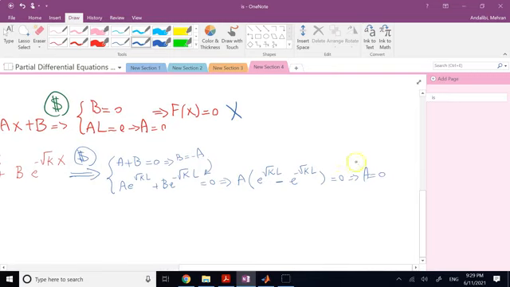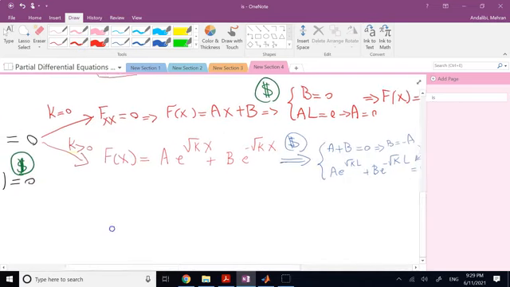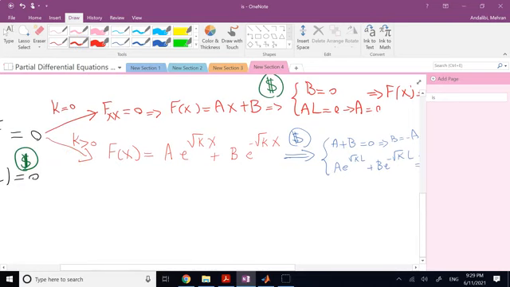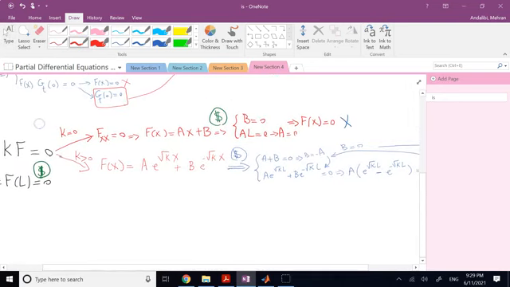And when A is 0, it means what? It means B is 0. And when A and B are 0, it means what? It means again F is 0. And that's not what you want. So this is also a dead end. So K cannot be positive. It cannot also be 0. So the only solution for K, hopefully, is K is negative. We don't know. We have to check whether the negative case can satisfy.